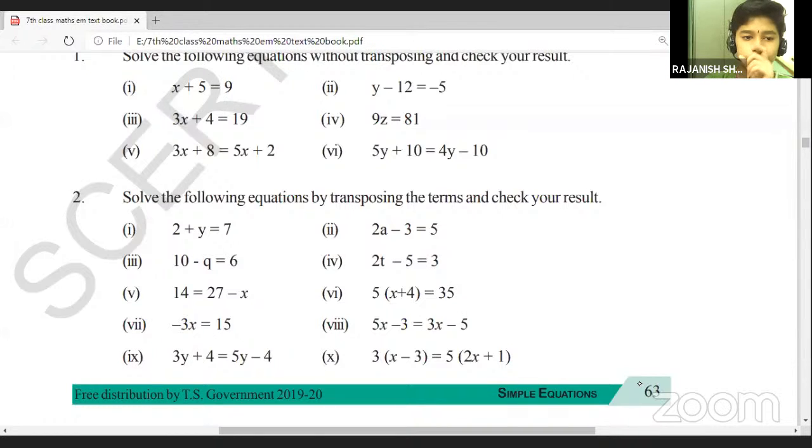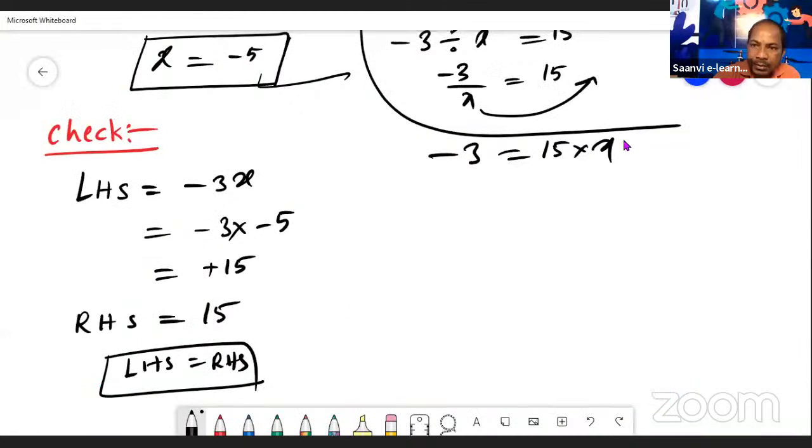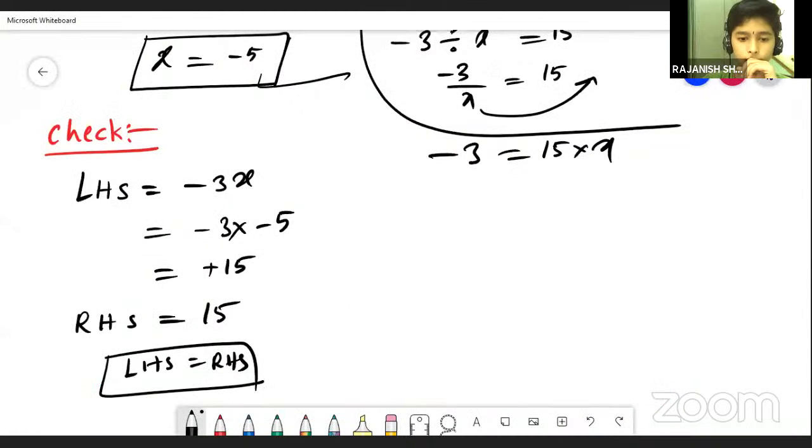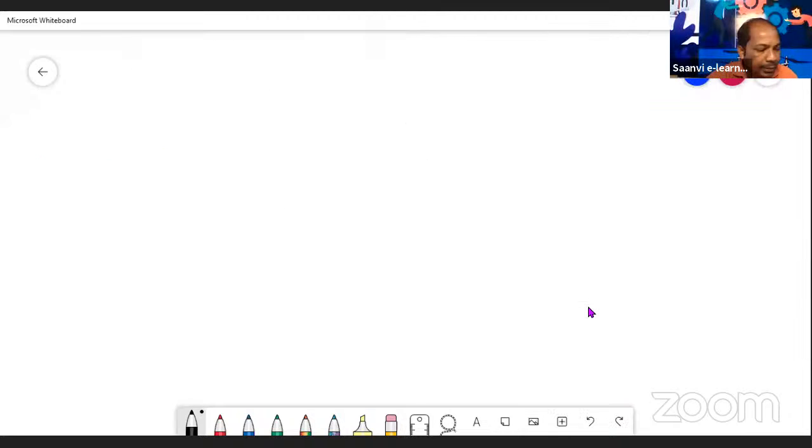See the 8th problem. It is given 5x minus 3 is equal to 3x minus 5. Let us see here that the variable is given on both sides. Whenever the variable is given on both sides, how to solve it? Let us see the solution. Observe carefully. These types of problems are there in 8th, 9th and 10th class. In your higher classes, these simple equations are very useful. So understand carefully.